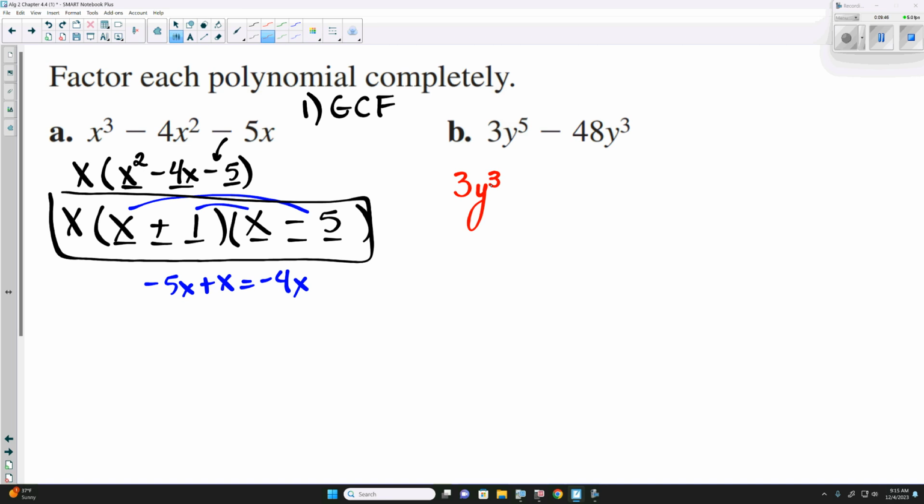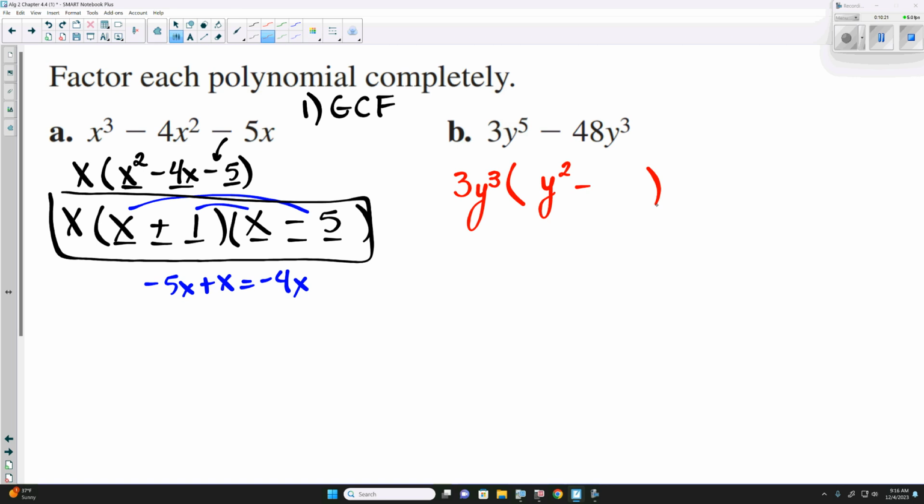Now for our variables, when factoring out a greatest common factor, we look for whichever variable has the smallest exponent. Because the first one has 5, the second one has 3. So the most I can remove from either one is 3. I can remove 3 from the first, which is going to leave me with 2. But I can't take more than 3 away from the second, because it only has 3. So that takes care of the variables.